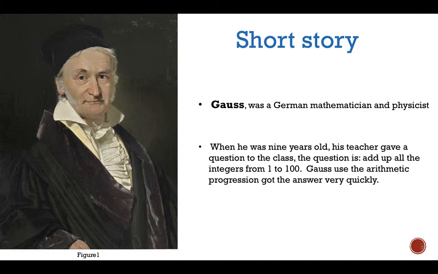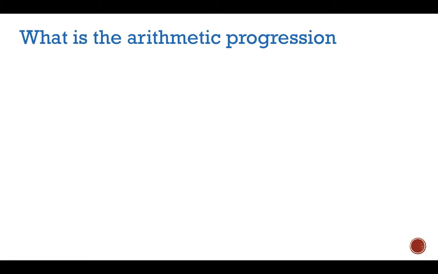The teacher was so surprised. How did he find the answer so fast? Actually, he just used a smart way to get the answer. It's called arithmetic progression. So, what is arithmetic progression?